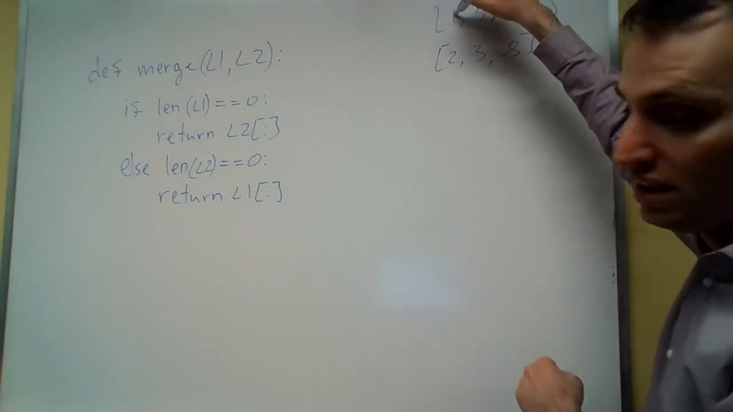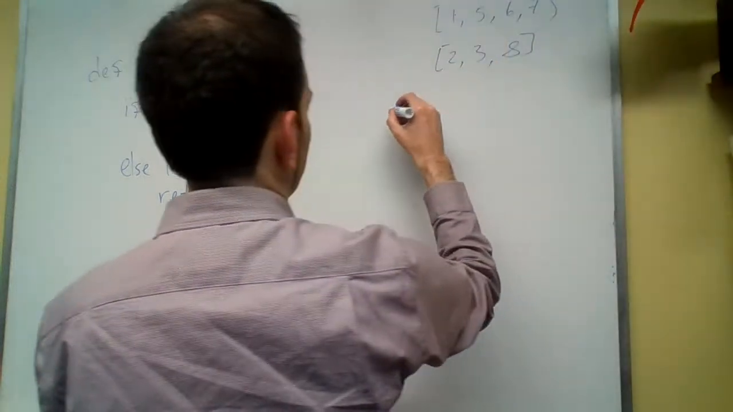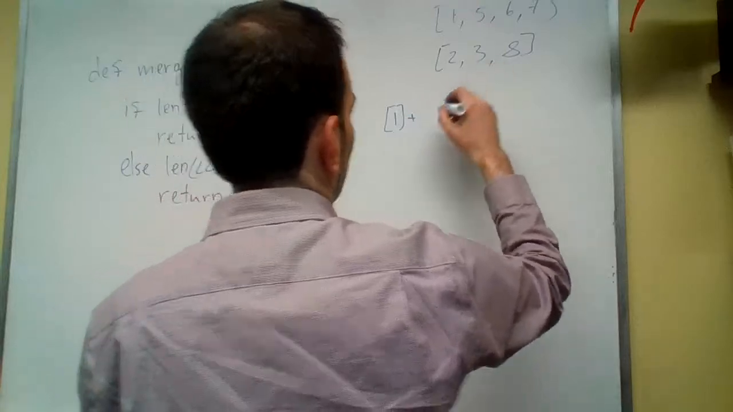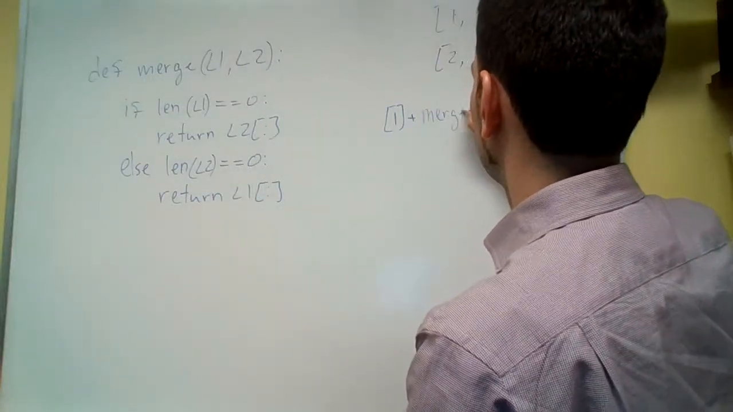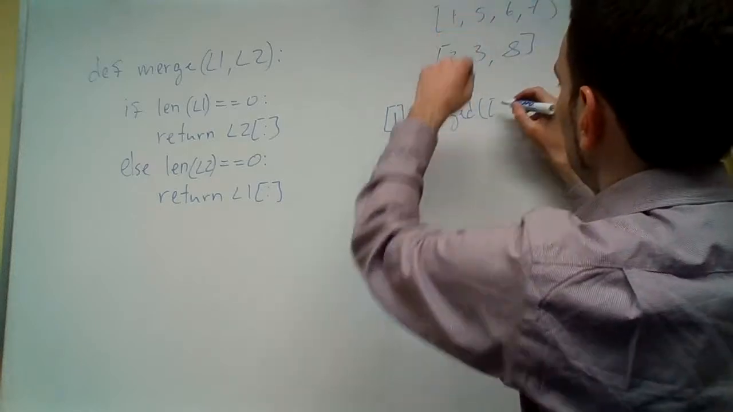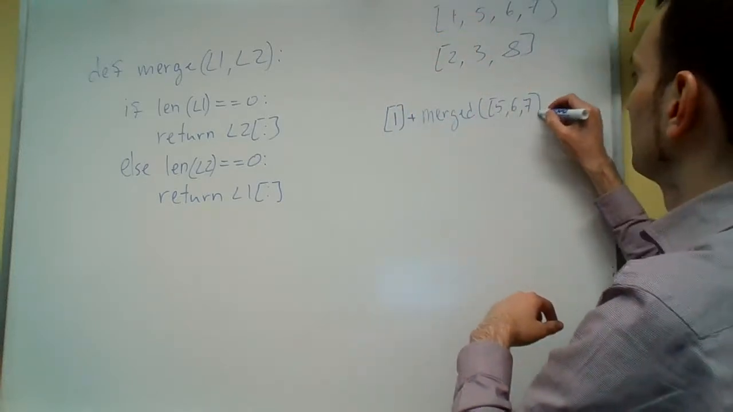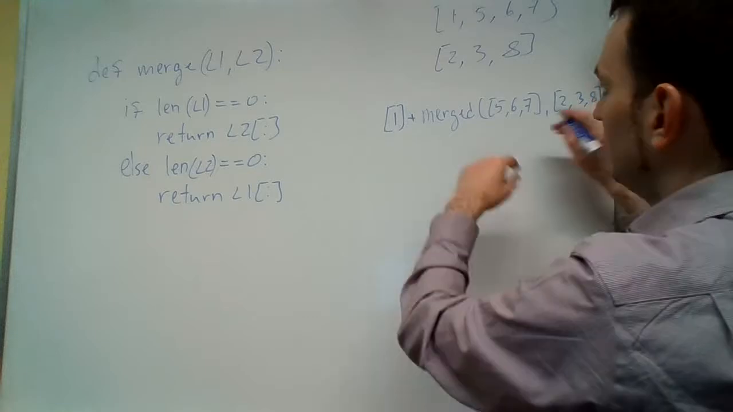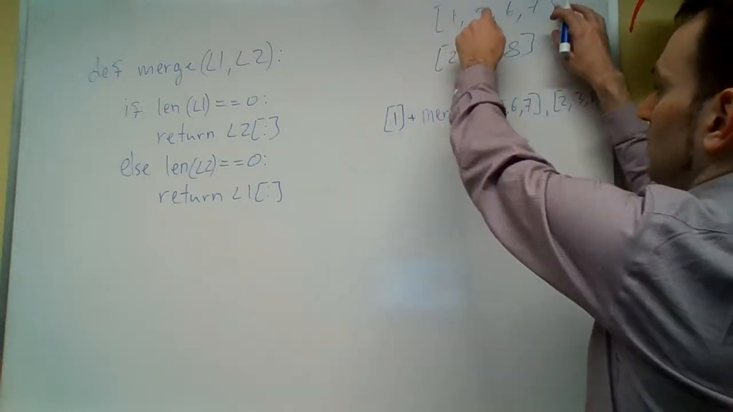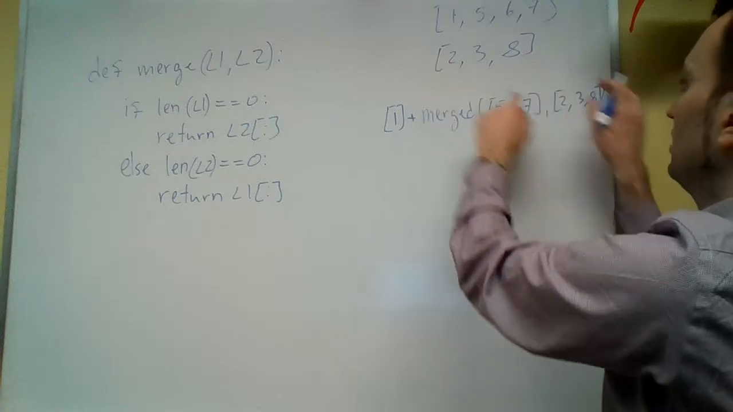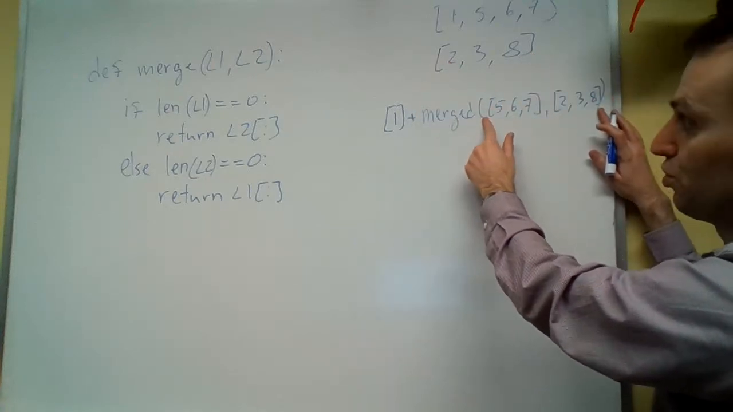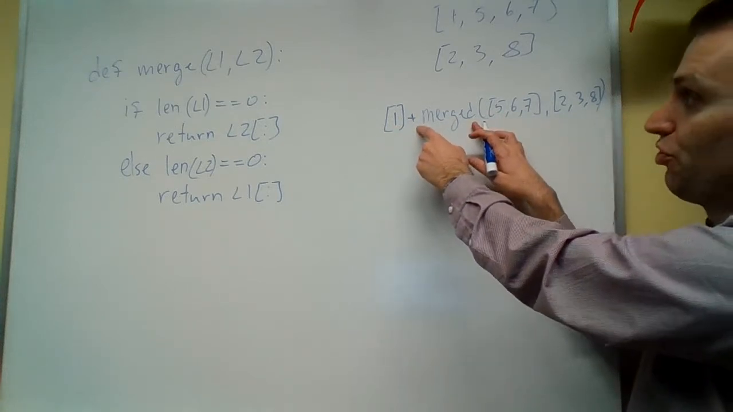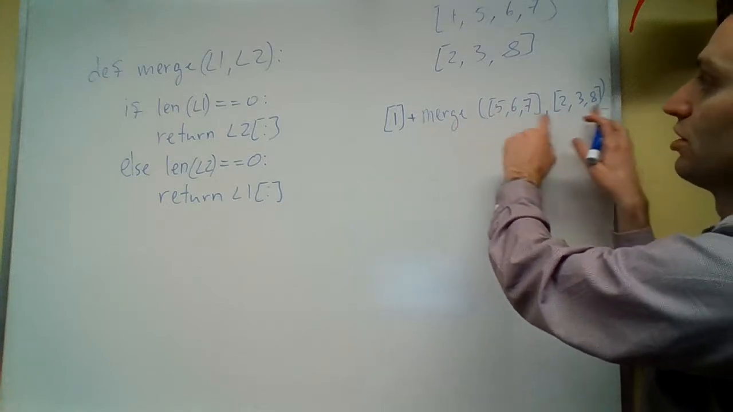Well, we can say, okay, 1 is the smallest thing possible. So let's add 1 to the beginning, and then we'll add the merged version of 5, 6, 7 and 2, 3, 8. What I did is I moved this 1 here, took the rest of the list and put it here, and took this list and put it here. If you merge those, that's sorted, and this should go in the beginning. So done. That would do it, assuming that merge works for smaller lists.